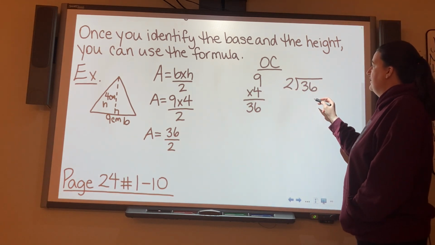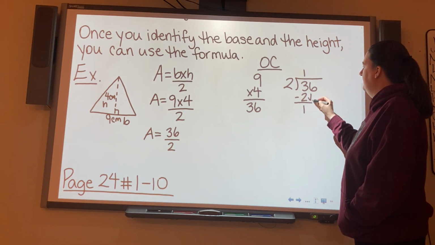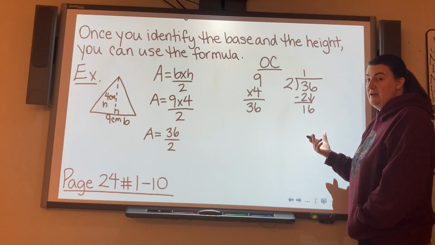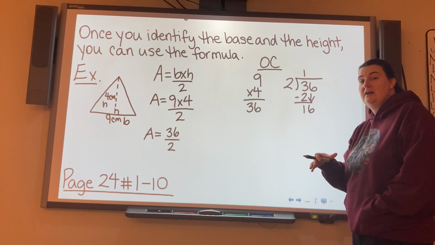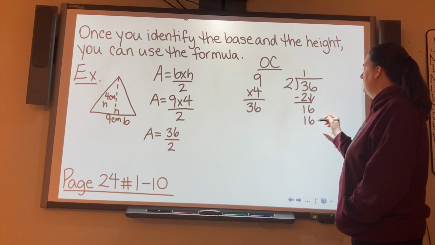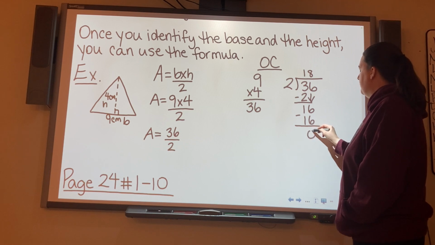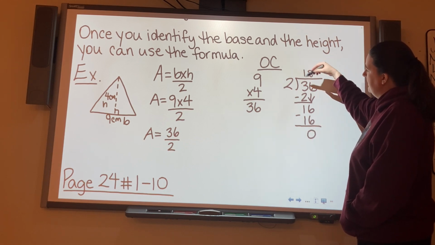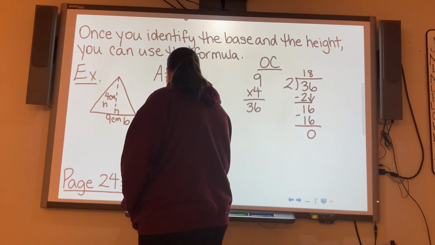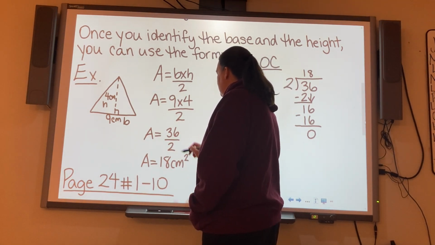2 can go into 3 one time with 1 left over. 2 can go into 16. Now remember, we've done this lots of times, so if you need to, use your chart. Look down your 2's till you get to 16. Look on the side, what's going to go in your answer? 0 remainder. So my answer, the area of my triangle, is 18. So you go back, area equals 18, and don't forget your unit of measurement, centimeters squared.